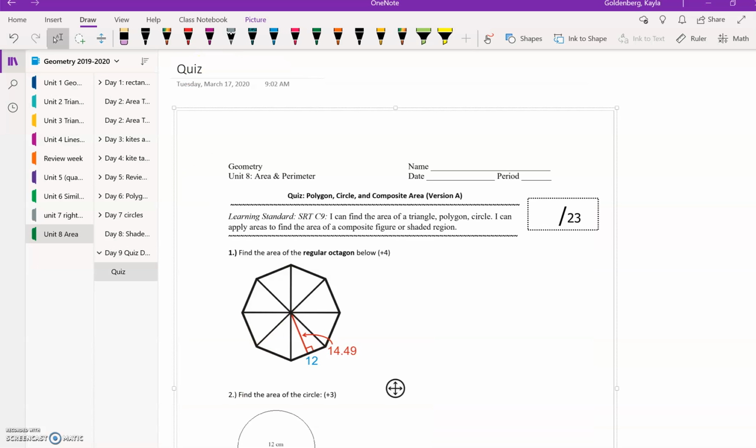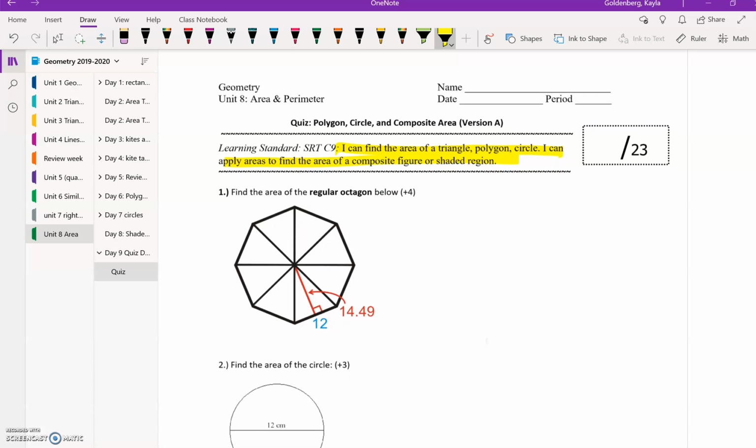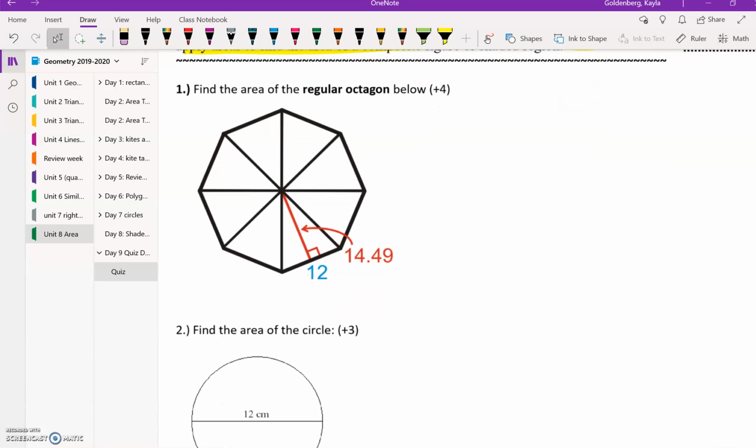So here are our quiz questions. These are normally what I would be asking you to do. The learning standard is finding the area of a triangle, polygon, circle, and using those ideas to find areas of shaded region or composite region. And the first couple are pretty straightforward problems. So this one asks us to find the area of the octagon.